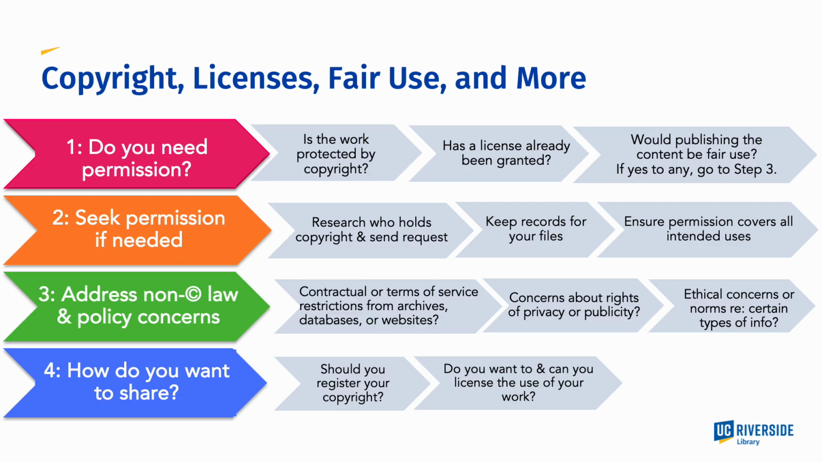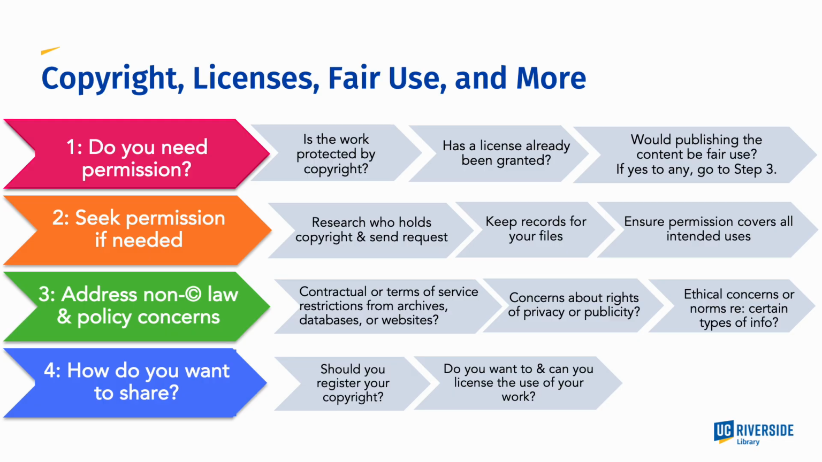This flowchart gives you a practical decision framework anytime you want to use someone else's work or share your own. Start at step 1. Ask whether the work is protected by copyright, whether a license has already been granted, or whether your use would qualify as fair use. If any of those are yes, you can move to step 3. You don't need to seek additional permission. If none apply, go to step 2 and seek permission.